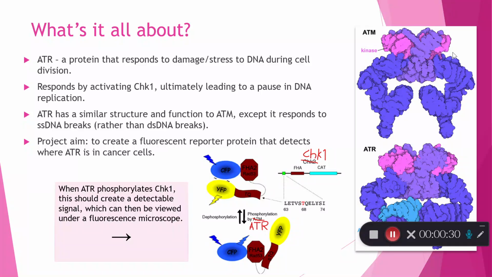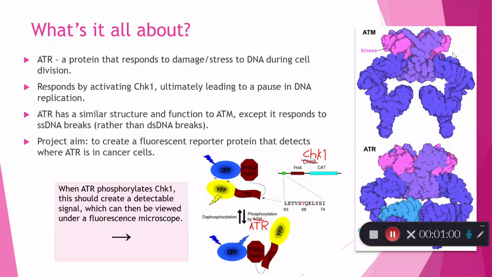The whole thing was centered around ATR. So ATR is ataxia telangiectasia Rad3 related protein. This is a protein that responds to damage or stress to DNA during cell division, and it does this by activating CHEK1. This creates a downstream effect, ultimately leading to a pause in DNA replication until the DNA damage can be fixed or repaired. So ATR actually has a very similar structure and function to another protein, ATM.